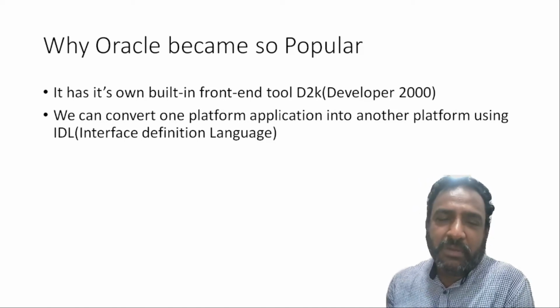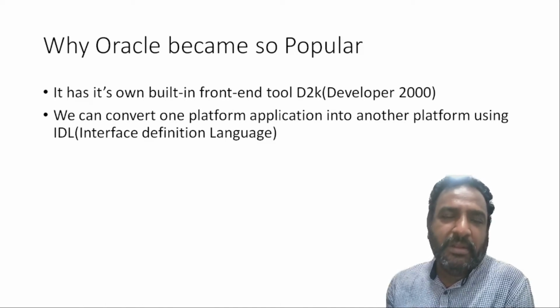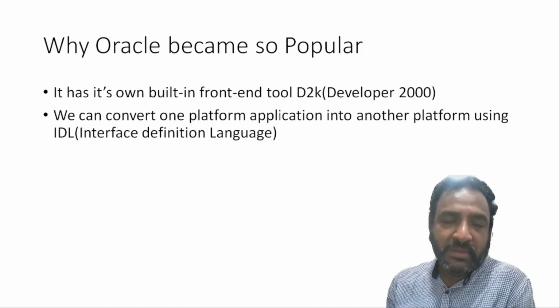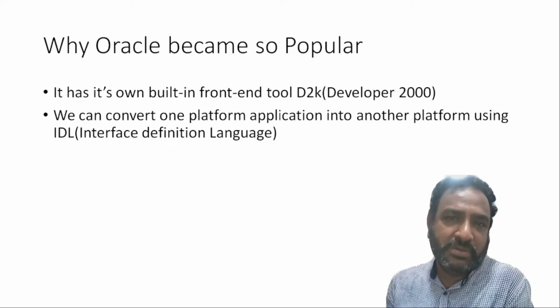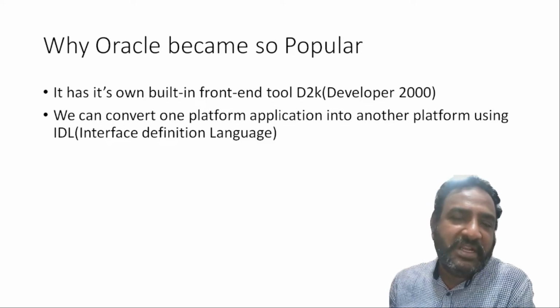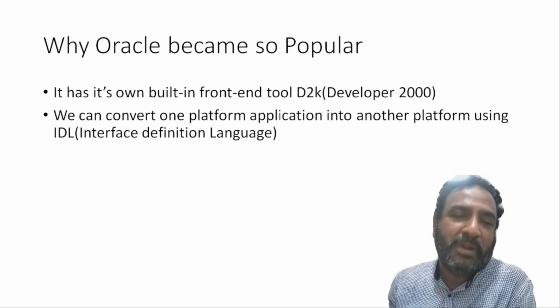Now that project I want to convert into the latest version of Oracle, like let us take Oracle 18 or Oracle 12g. Like this, I want to convert it to the latest versions of Oracle. And the operating system I choose as Windows. If this interface definition language facility is not available, what happens? Again, you have to rebuild the project.